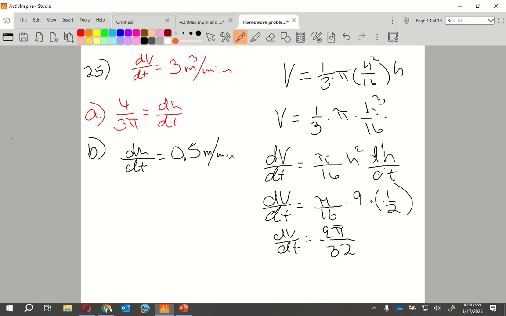This is when we're solving for dh/dt. You have dh/dt, and dh/dt was 48 over 9 pi, and then we simplified it, which gave us 16.2. This is part B? No, that's part A. Part B starts here. This is what I'm looking for here, 9 pi over 32. We're just doing part B. So yeah, 9 pi over 32.